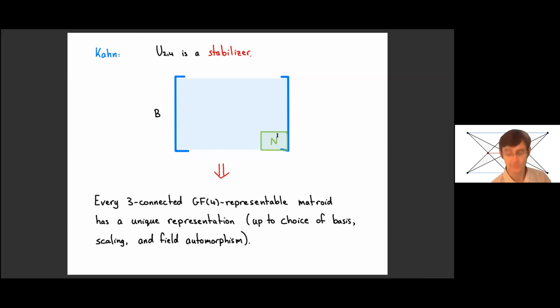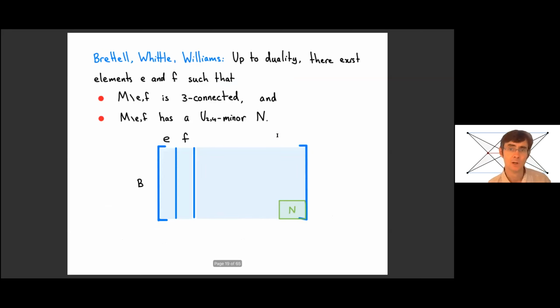Okay, so how do you use this? Well, after duality, you can find a pair of elements whose deletion leaves you three connected and leaves you with a U24 minor. Now, this is an excluded minor. So if I delete either E or F, I have a GF4 representable matroid. And if I delete both E and F, I get a GF4 representable matroid.